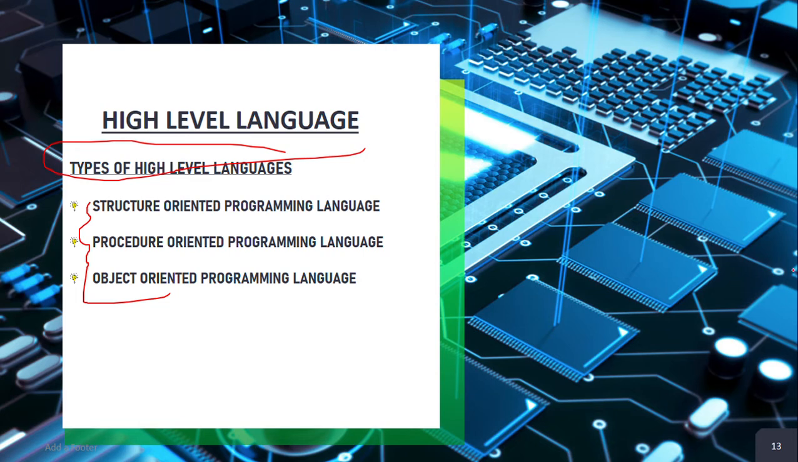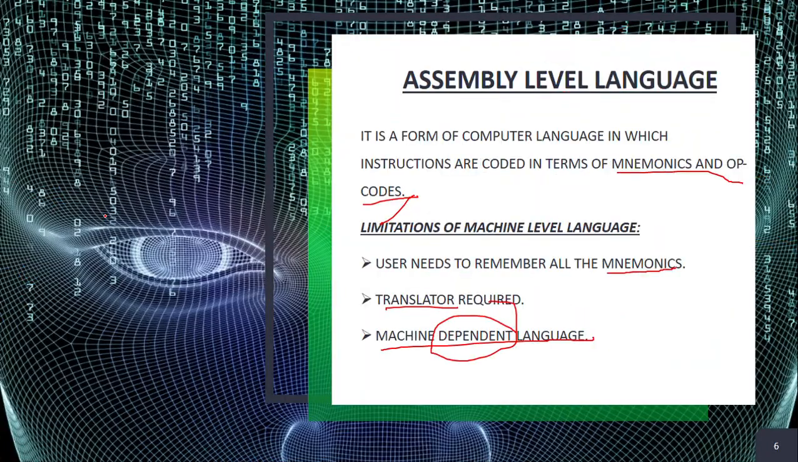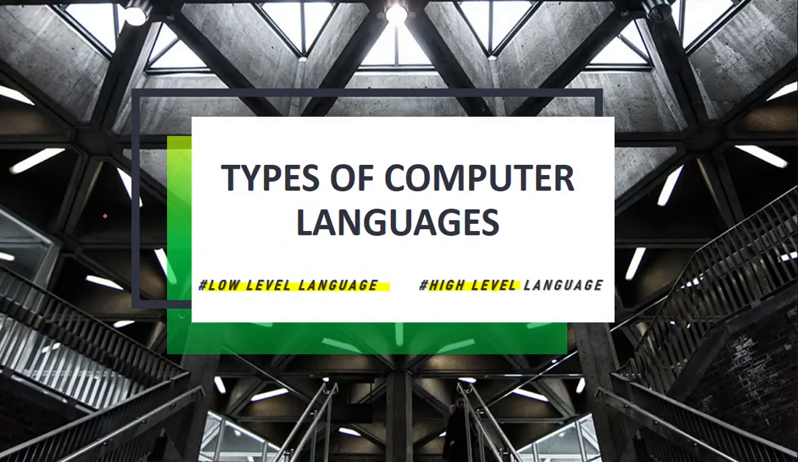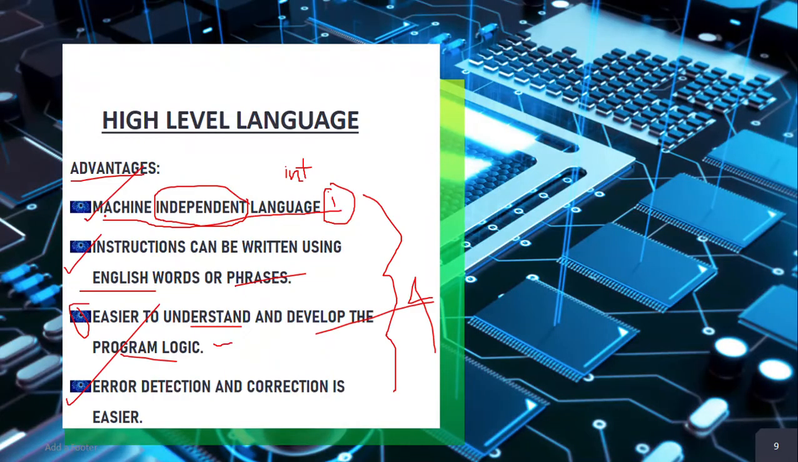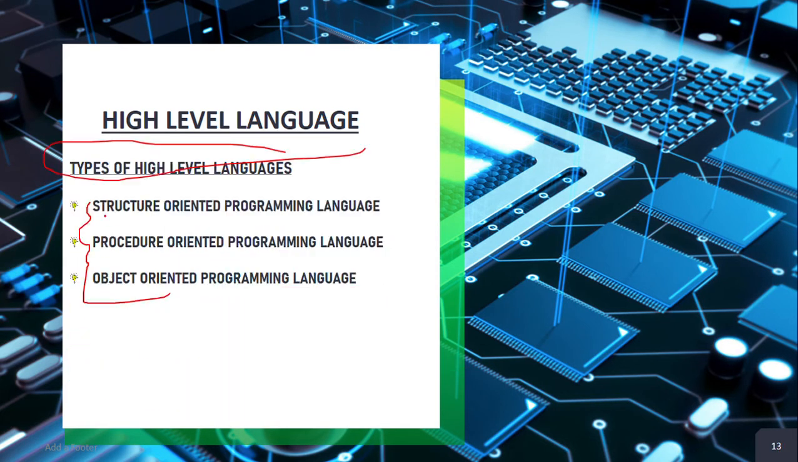I think you have got it, all I know. But I think you have also revised the previous things that I have taught. So what all things have I taught? Types of computer. Do you want me to explain it now? Oh, no problem, I will explain it later. First, let's complete this. So types of high-level language: the structure-oriented programming language, procedure-oriented programming language, and object-oriented programming language. Let's get to each one.